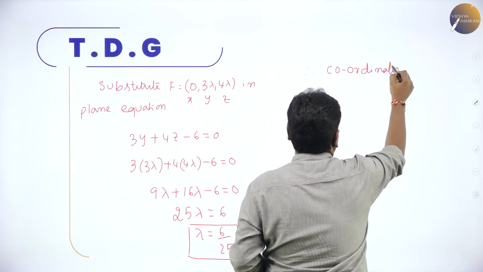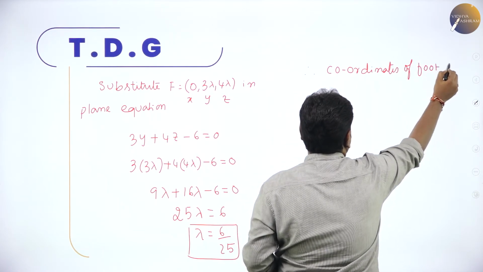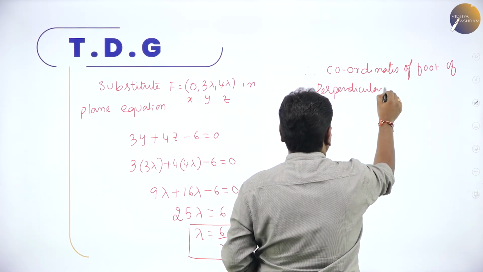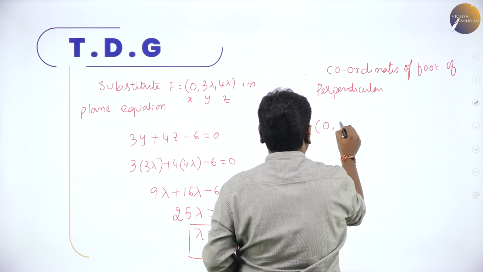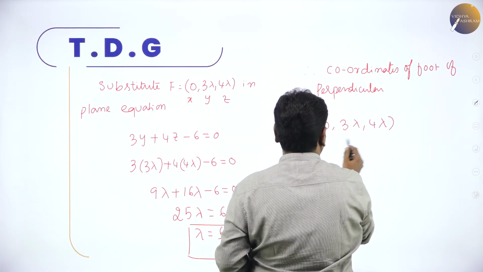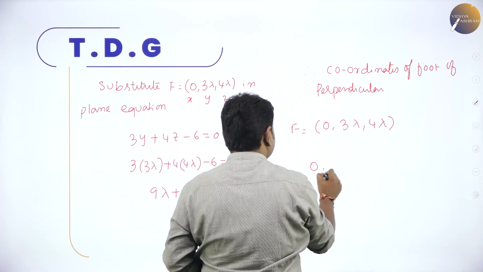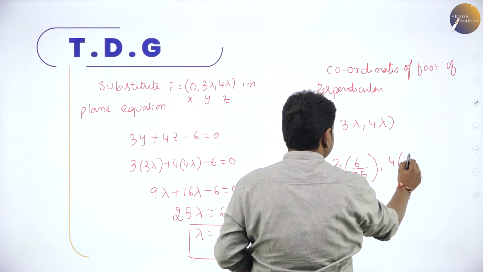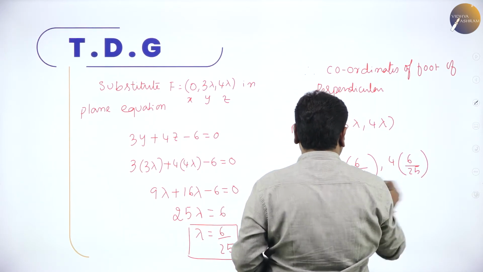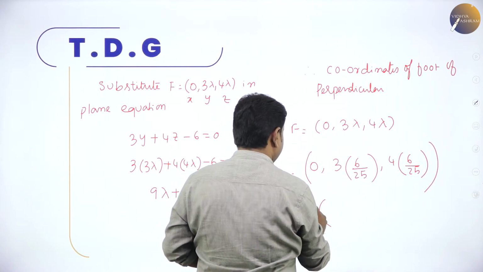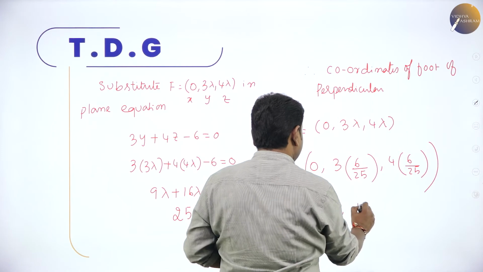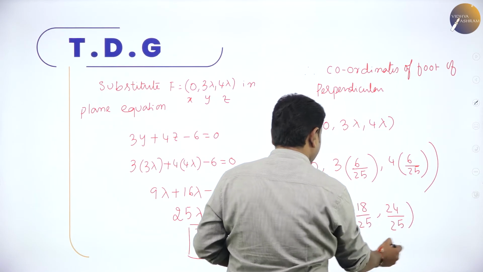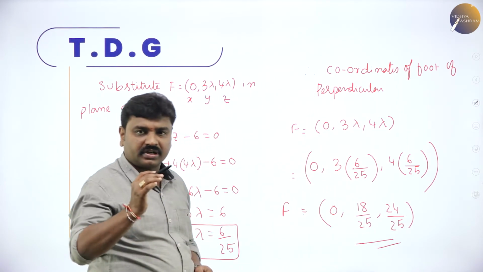Coordinates of foot of perpendicular. So what are the coordinates? 0 comma 3 lambda comma 4 lambda. So 0 comma 3 times lambda. What is lambda? 6 by 25, comma 4 lambda, 4 times 6 by 25. Simplify this, that is 0 comma 18 by 25 comma 24 by 25. This is the foot of perpendicular. So you got the foot of perpendicular.